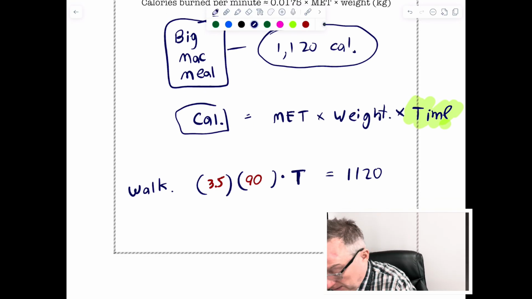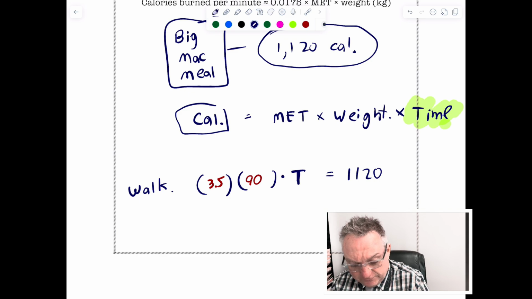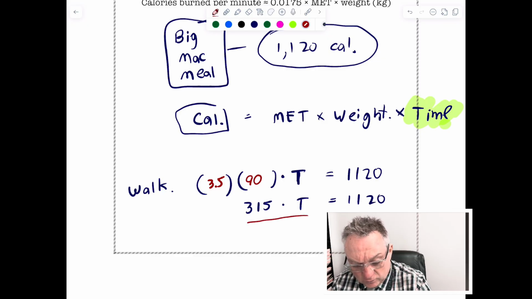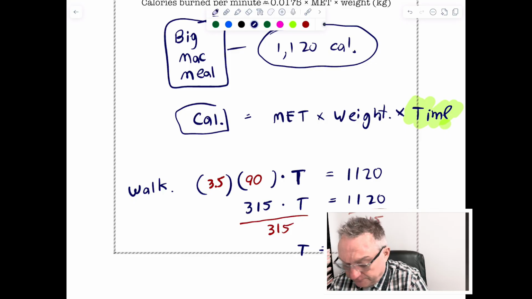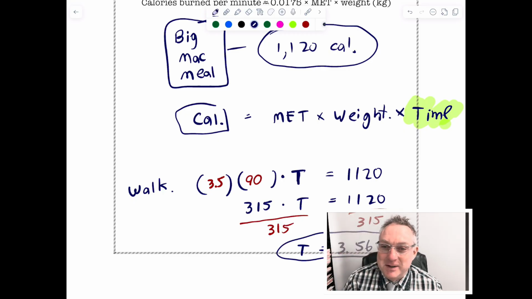And so when I multiply 3.5 times 90, I get 315. So I have 315 times t has to equal 1120. And so t is being multiplied by 315. So I'm going to divide both sides by 315 to cancel it out. And that comes out to about 3.56 hours of walking to burn off that one meal. Quite a bit.